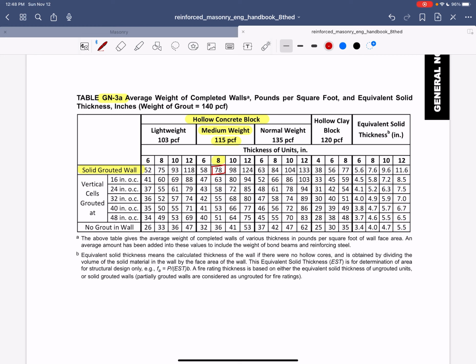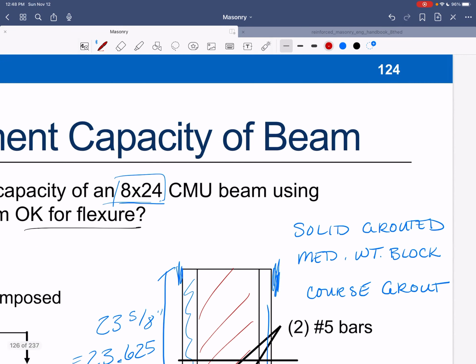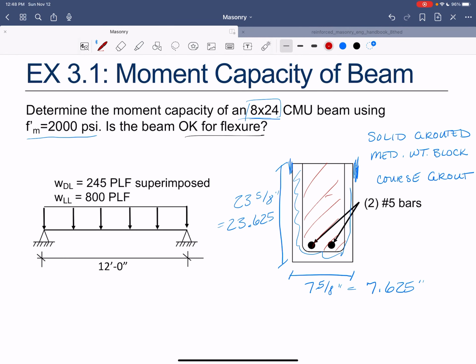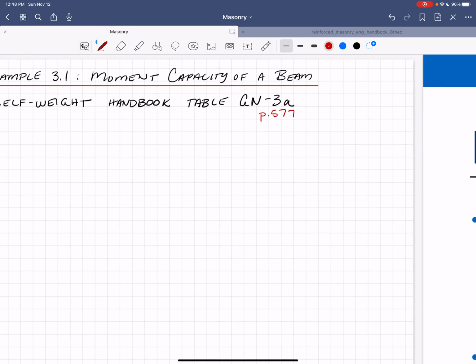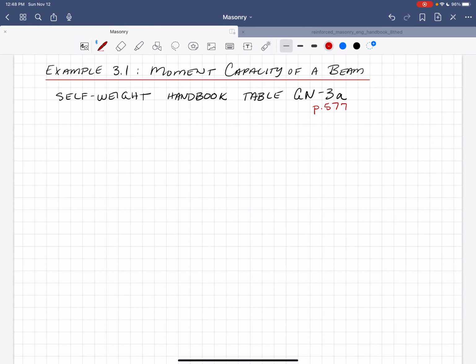So this is a handy table for just getting those weights. Otherwise, it'd be a little bit of a pain if you look at trying to calculate the weight of the grout, the weight of the surrounding block. It's not hard, but it's going to take a little more time to do that calculation. So let's look at continuing on here. When I go in, I pick from the table with solid grout, medium weight masonry.